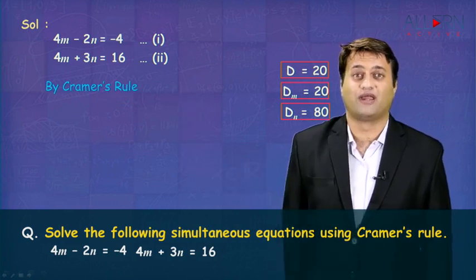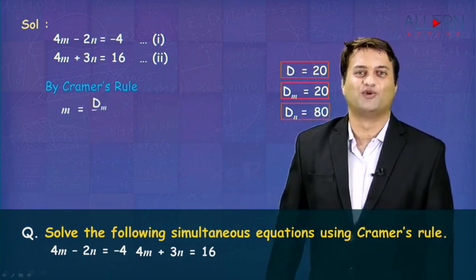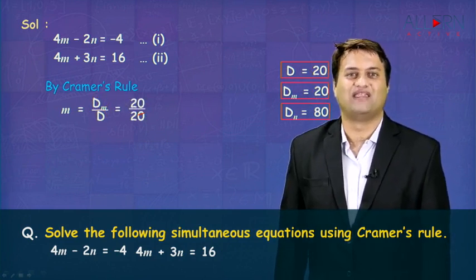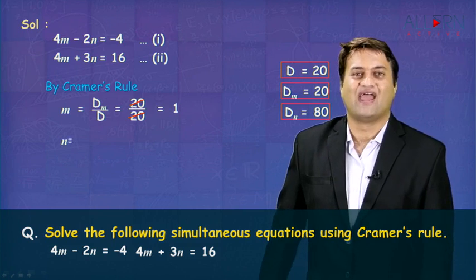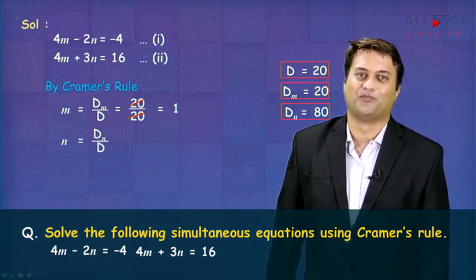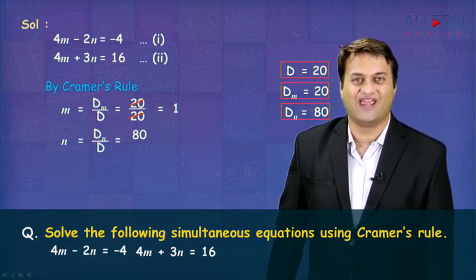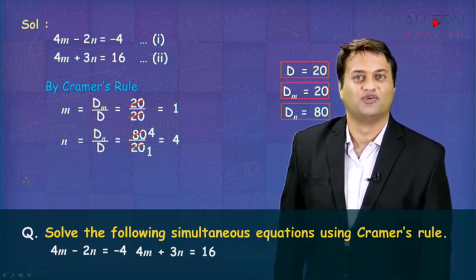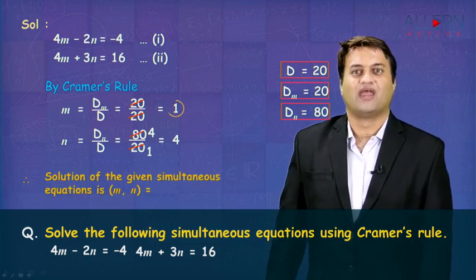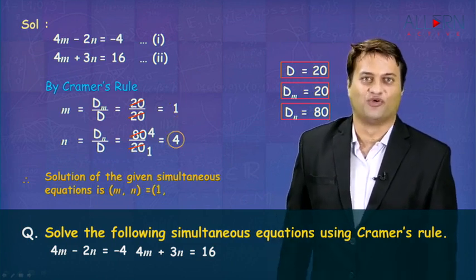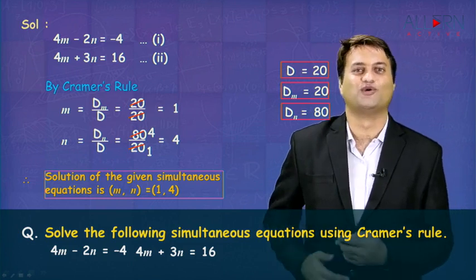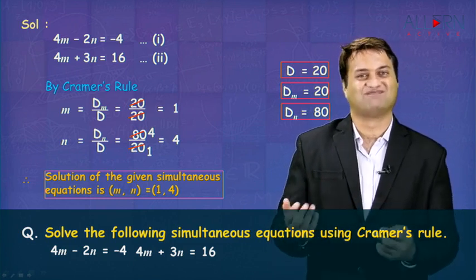So you need to write by Cramer's rule, m is equal to Dm upon D, which is equal to 20 upon 20, which is equal to 1. n is equal to Dn upon D, which is equal to 80 upon 20. 2 1s are 2, 4 5s are 20, you get n as 4. m is 1, n is 4. So your final answer, the solution (m, n), is equal to (1, 4). As simple as that.